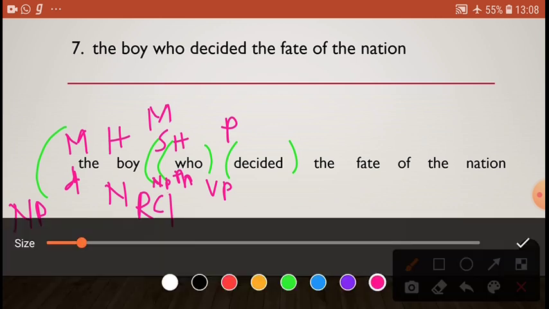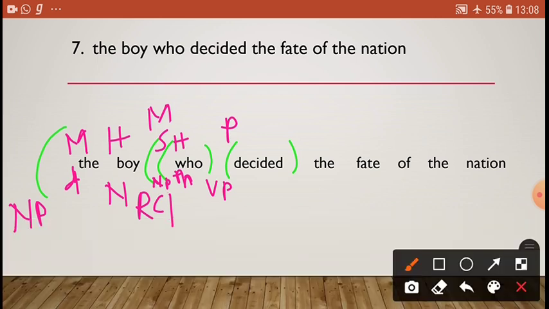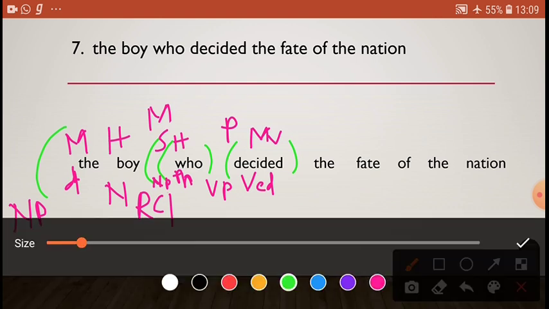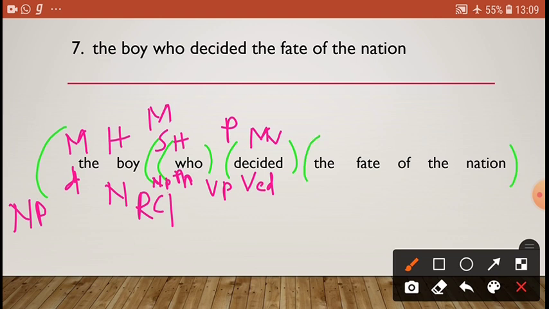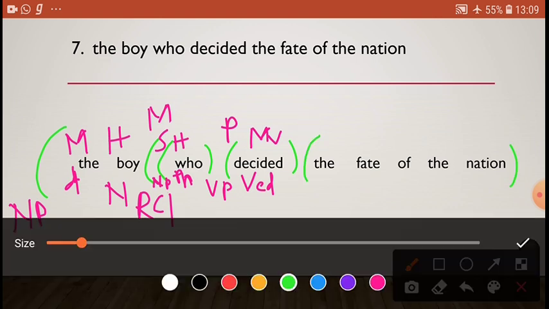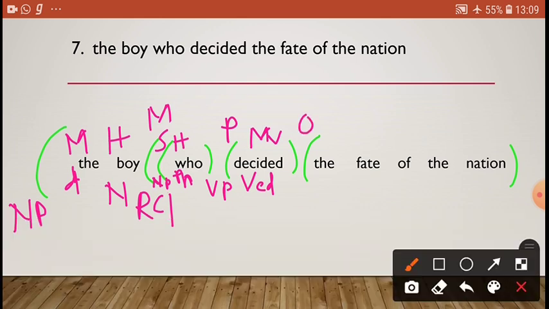the past tense form. So we will write here VED, and this is the main verb, okay, main verb. Then the fate of the nation, it functions as an object. In this clause: subject, predicator and object.